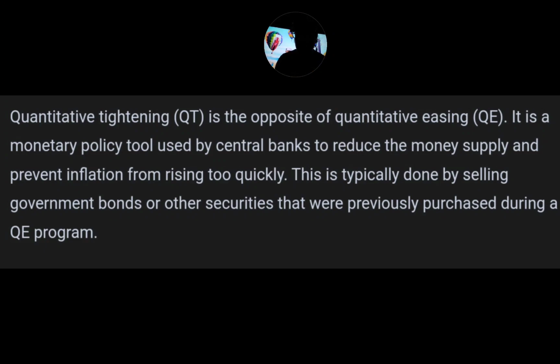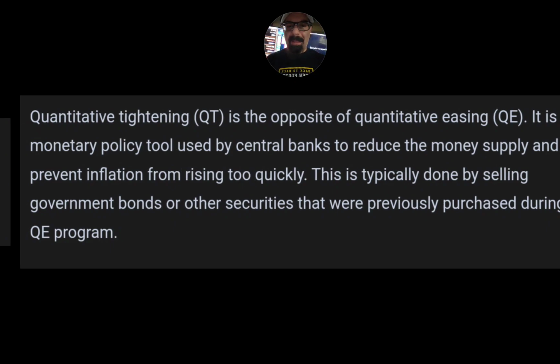It is a monetary policy tool used by central banks to reduce the money supply and prevent inflation from rising too quickly. This is typically done by selling government bonds or other securities that were previously purchased during a quantitative easing program. AKA, they're not printing as much money. They have to take money out of risk-on assets because they don't have the capital to purchase them. Crypto is one of them that they like to pump during quantitative easing and dump in quantitative tightening cycles.